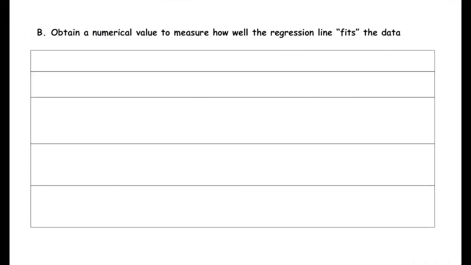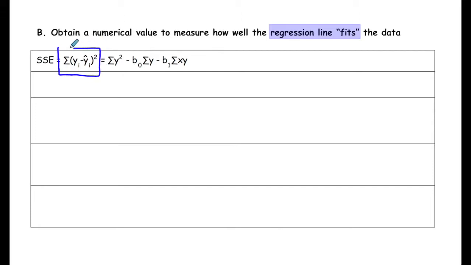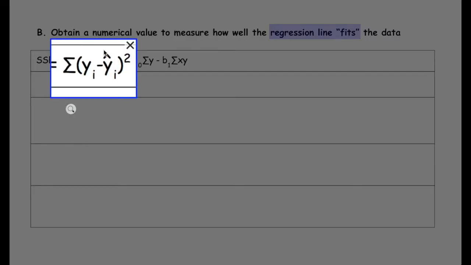So here it says, obtain a numerical value to measure how well the regression line fits the data. In this case, the value that you're looking to calculate is the standard error of the residual. The way that we calculate SE is first by calculating SSE. Now in your equation list, if I'm not mistaken, the only equation they're going to offer you for SSE is this equation. And the truth is, if they offer you this equation, they'll more often than not tell you what the answer to this term is.